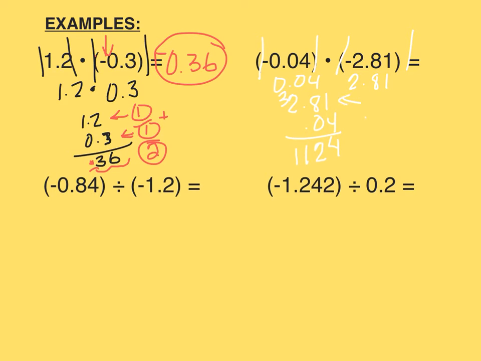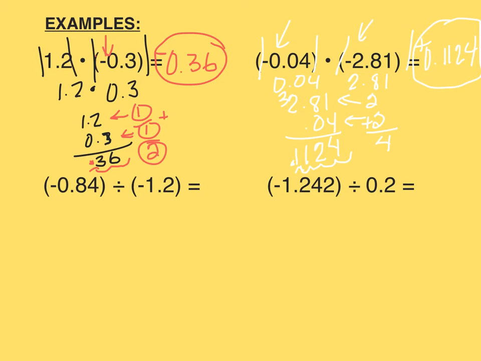I count up my decimal places. I've got 2 here and 2 here. So that totals 4. I add them together. So I go 1, 2, 3, 4. That will be right in the beginning. So my answer here is 0.1124. I count, I've got 1, 2 negative signs, so therefore that answer is positive.